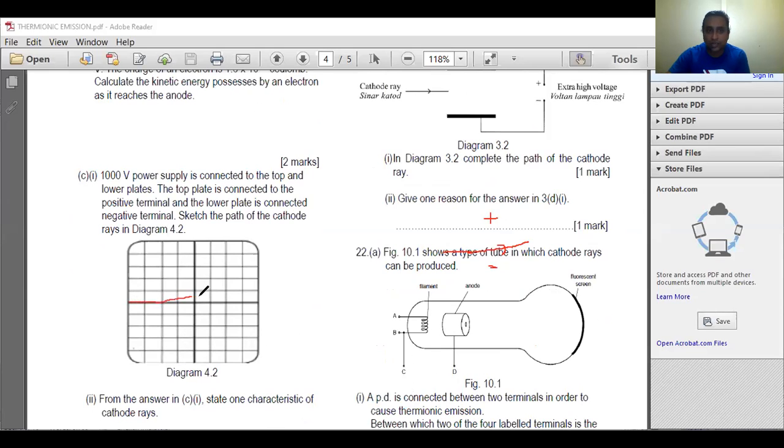How much it bends doesn't matter as long as it goes up. It will deflect upward. How much it deflects doesn't matter.